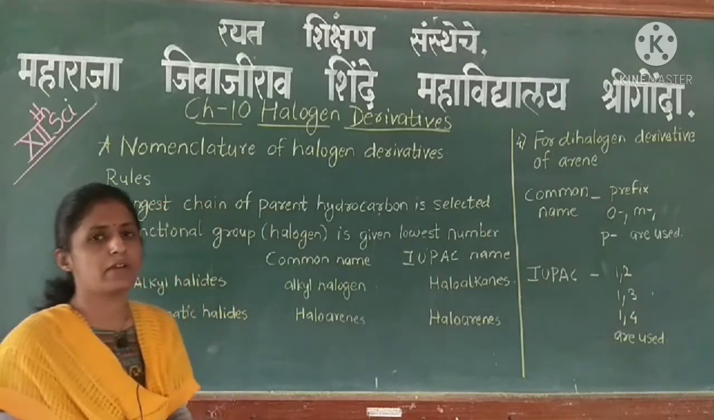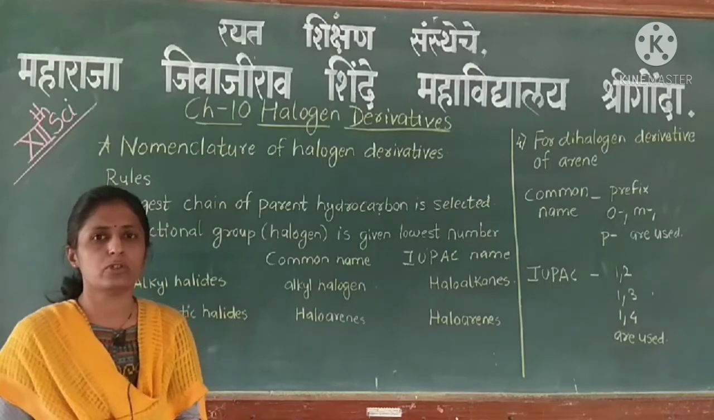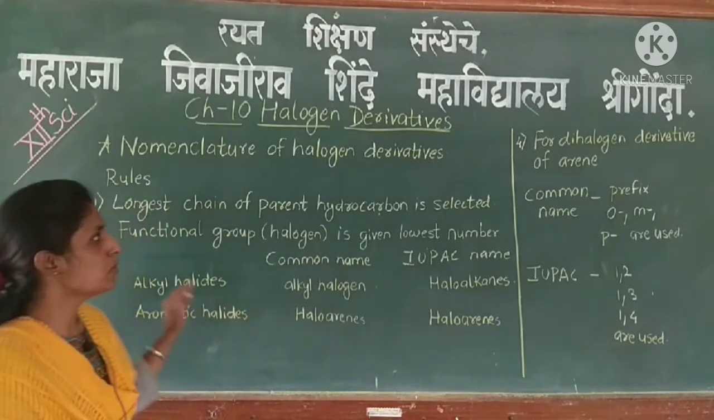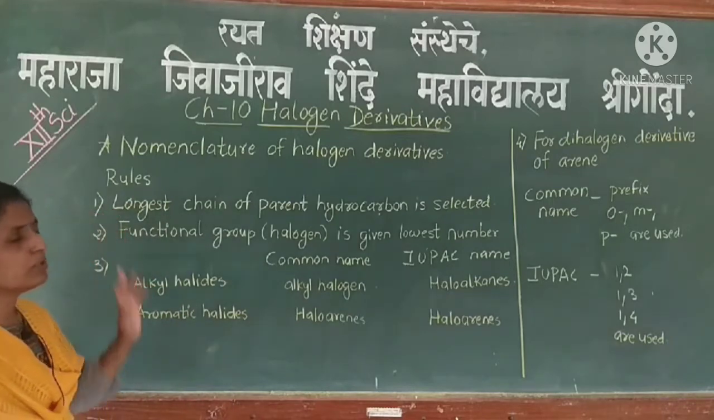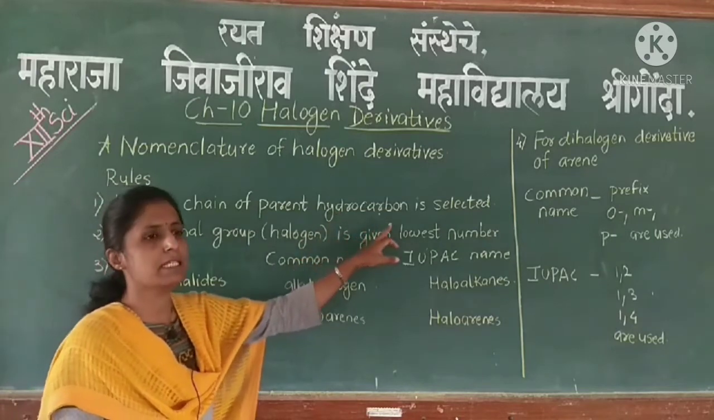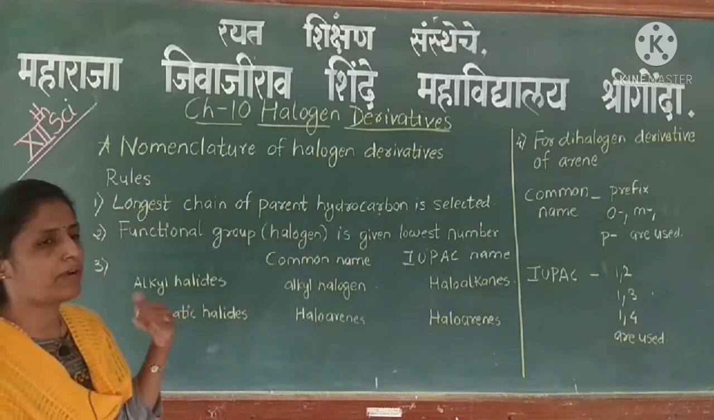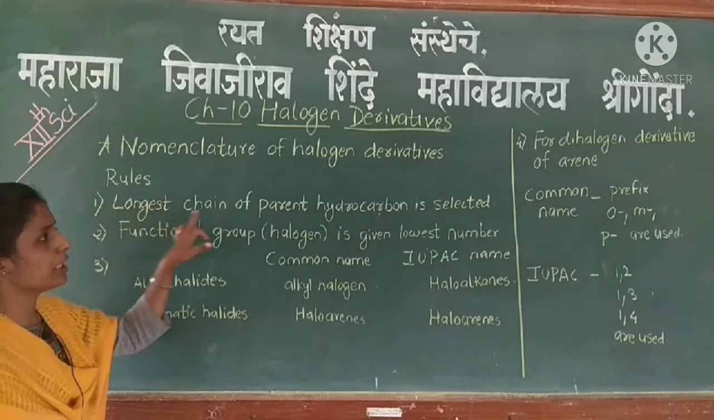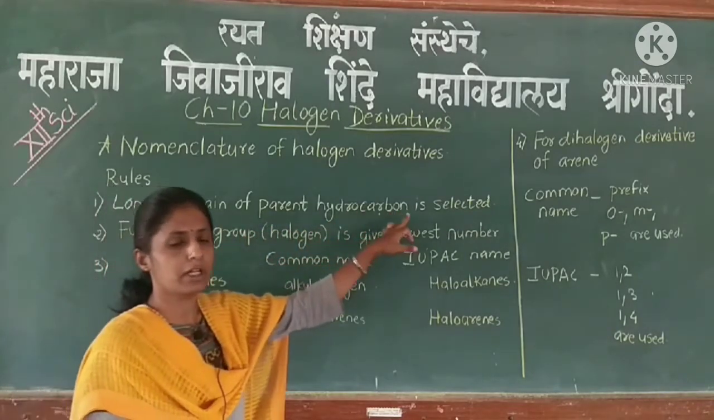We studied these rules in 11th standard also. This is just a revision of those rules. So what were those rules? The first rule is that the longest chain of the parent hydrocarbon is selected. While naming any compound, you should select the longest chain of that parent hydrocarbon.